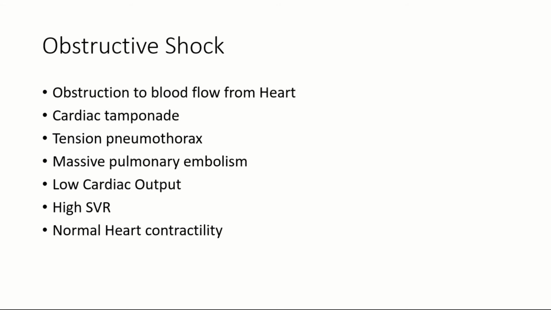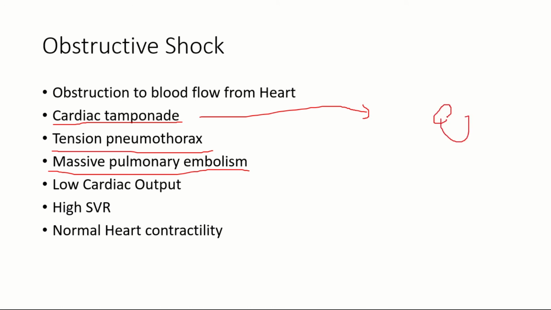Now lastly, talking about the obstructive shock, there is obstruction to the blood flow from the heart, and this can be seen in many cases of cardiac tamponade, tension pneumothorax, and massive pulmonary embolism. So now what really happens here is that in case of cardiac tamponade, so this is the heart, and our heart is surrounded by a layer known as pericardium. So this is the pericardium, and in between the heart and the pericardium, we have this space known as the pericardial space. Now in case of cardiac tamponade, this pericardial space is filled by fluid or blood, okay? So the pericardial space is filled by different effusions or blood, which can compress the heart, okay?